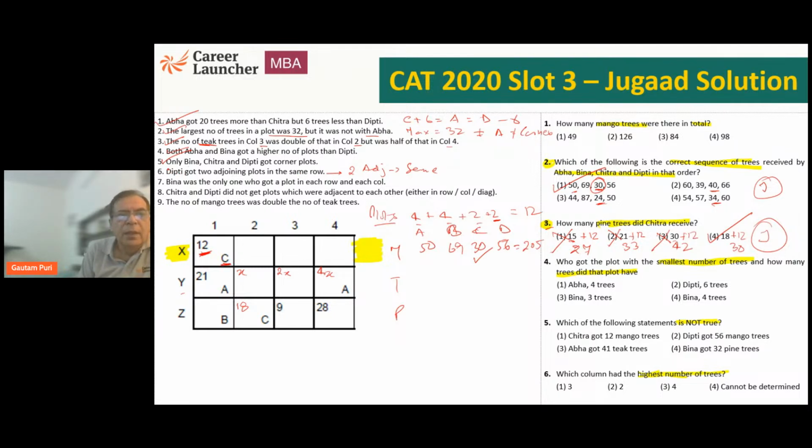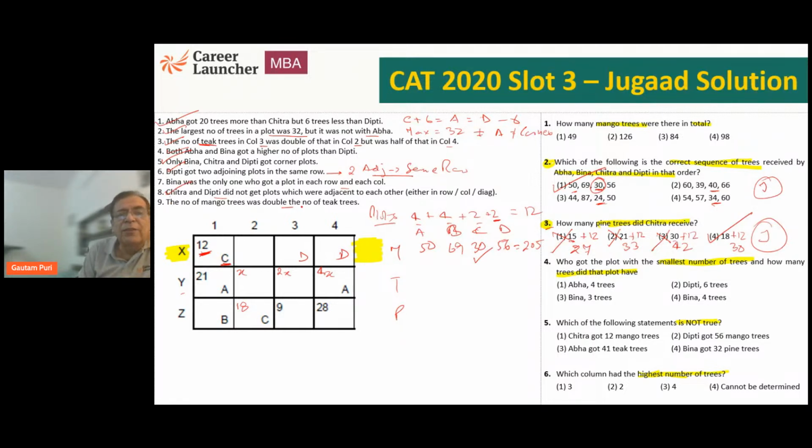Okay. Beena is the only one who got a plot in each row and column. We'll come back to it later. Chitra and Deepti did not get the plots which were adjacent to each other either in row. Chitra and Deepti did not get plots which are adjacent to each other. Okay. So Deepti cannot come in this place or here or here. So the only place where Deepti can get 2 adjoining plots in the same row are going to be X3 and X4. Right? So we have got the 2 plots of Deepti also identified. How many trees are there on that? We'll come to it later.